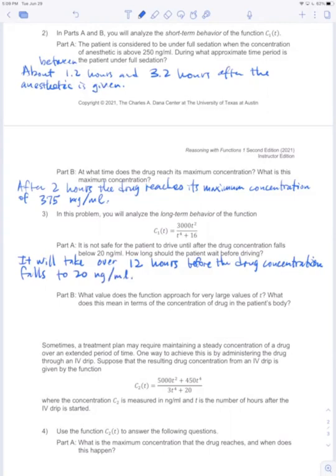Part B says, what value does the function approach for very large values of T? What does this mean in terms of the concentration of drug in the patient's body?